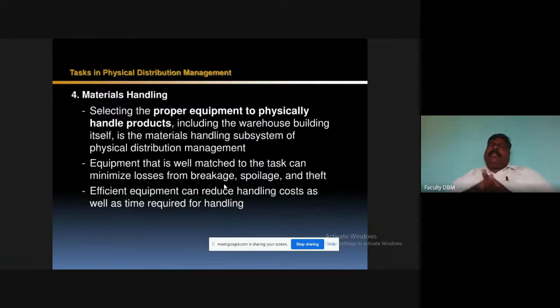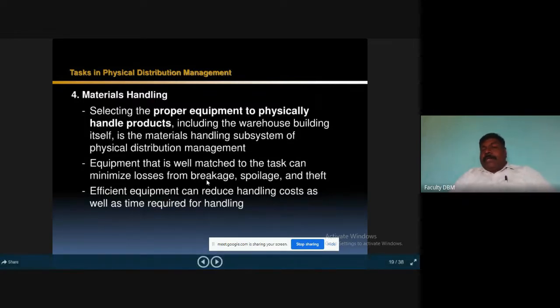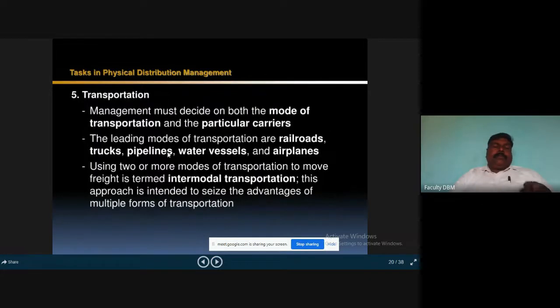In the same way, in the production and physical distribution departments, equipment will be there to handle this. No hooks should be used; when you hook that bag, spoilage and spillage will occur, so breakage may happen. So "handle with care" will be written on it. Equipment that is well matched to the task can minimize the losses from breakage, spoilage, and theft. Efficient equipment reduces handling costs as well as the labor required for handling.